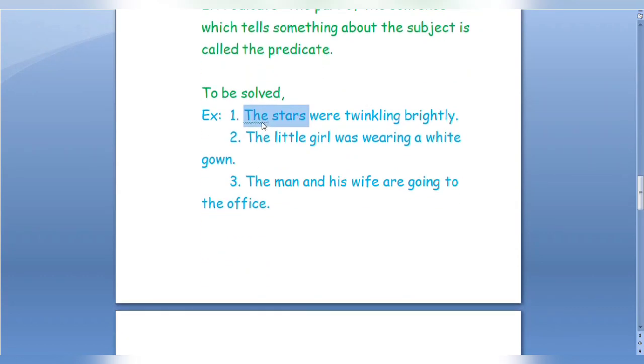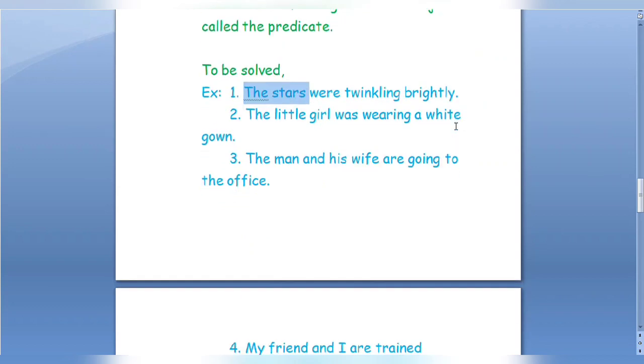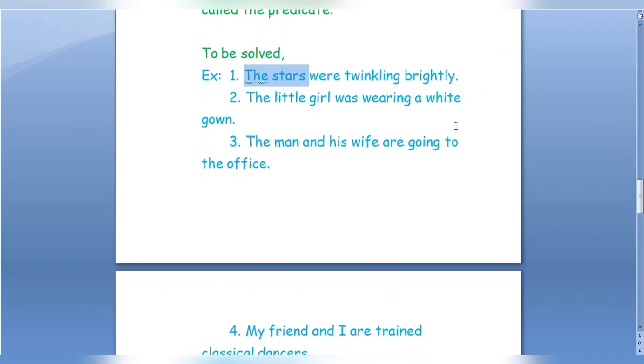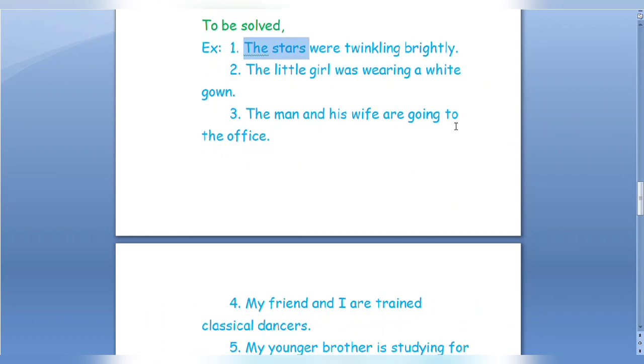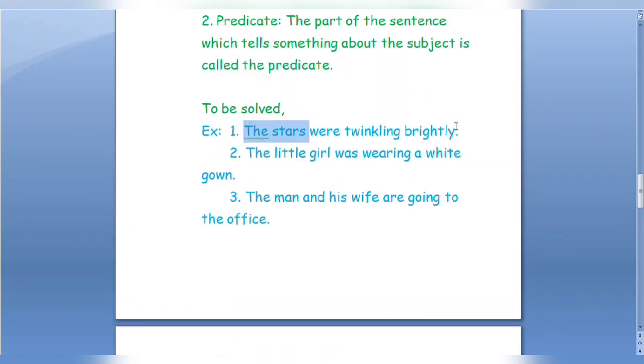So look at the examples over here. The first sentence says, the stars were twinkling brightly. So which is the subject and which is the predicate? You can pause the video for a second and then mark the subject and the predicate. Copy down these sentences first. Mark the subject and the predicate, and then you can resume the video and check the answers. I know it's pretty simple, but it will be like a quick revision for you guys.